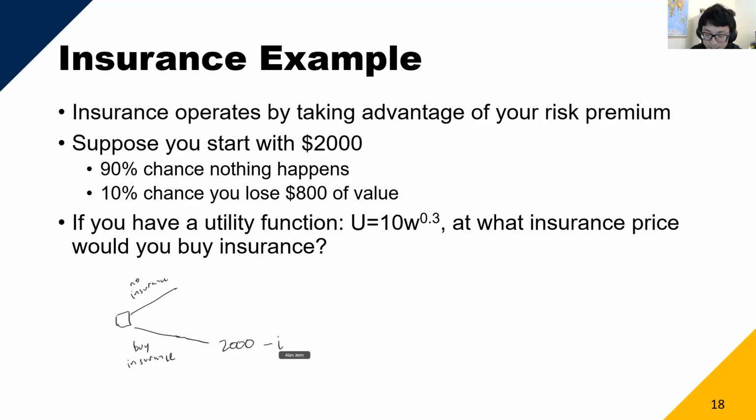If I don't have insurance, 90% of the time, my value is 2,000, and I don't have to make the payout, because I didn't choose to buy insurance. And then 10% of the time, I lose $800, so it goes down to 1,200.